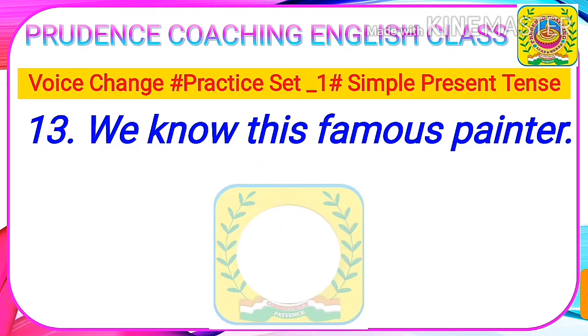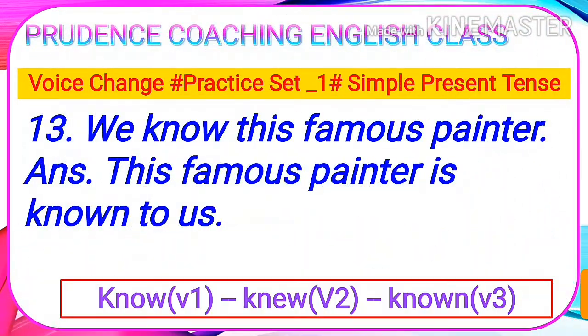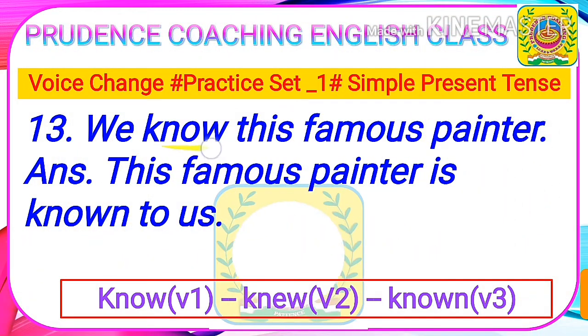Time's up. Let's check the answer. Here we is the subject, know is the verb, which is in simple present tense. After that we have this famous painter. The whole thing is the object, and in this object painter is the noun, and the word famous is qualifying this noun, so this is the adjective.